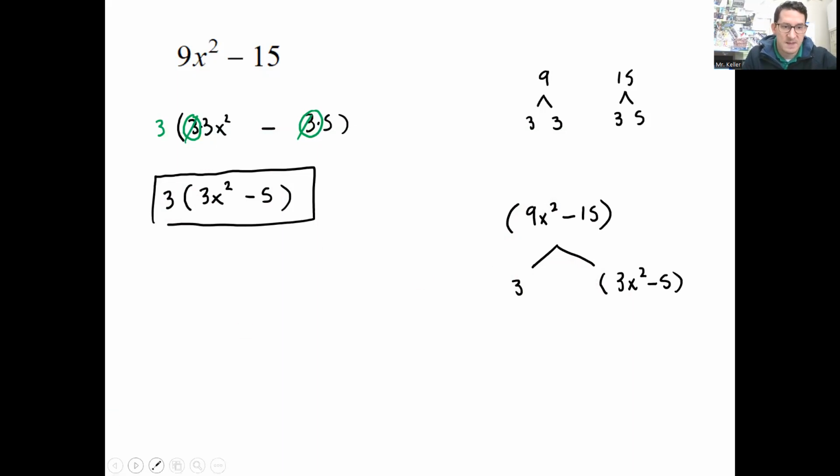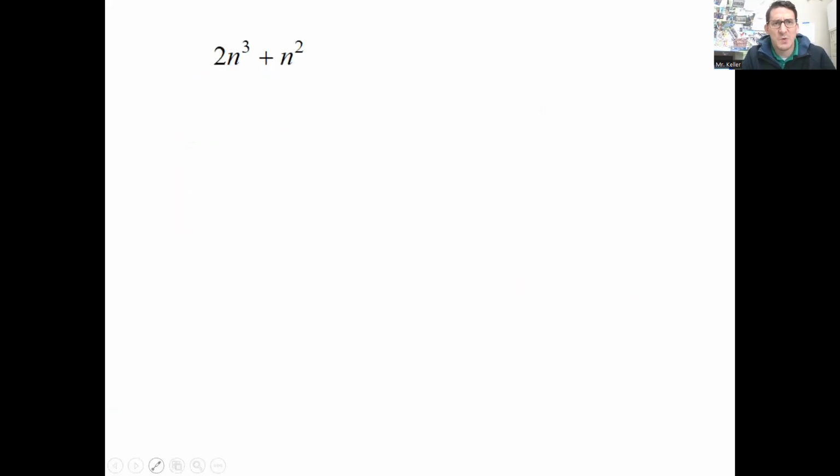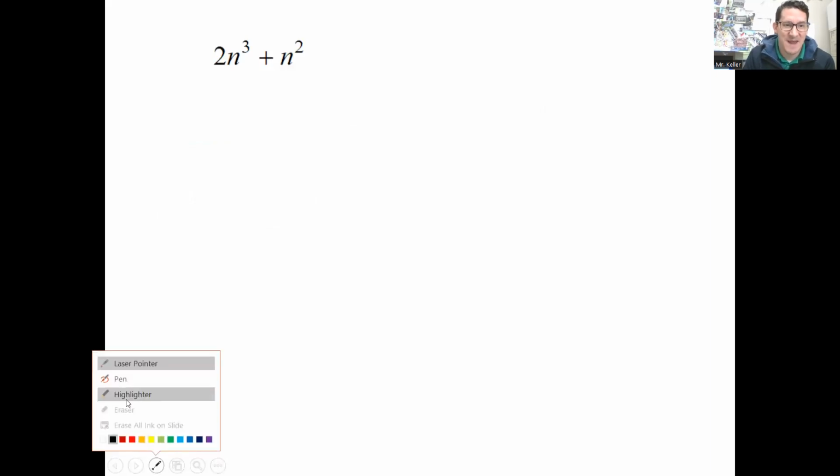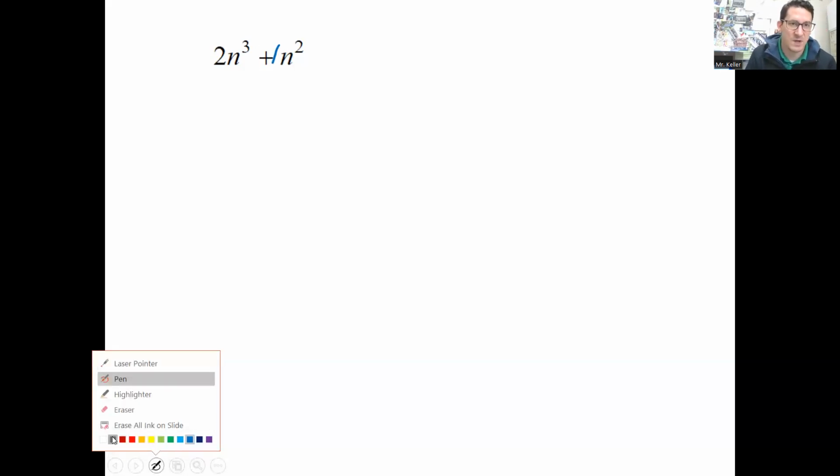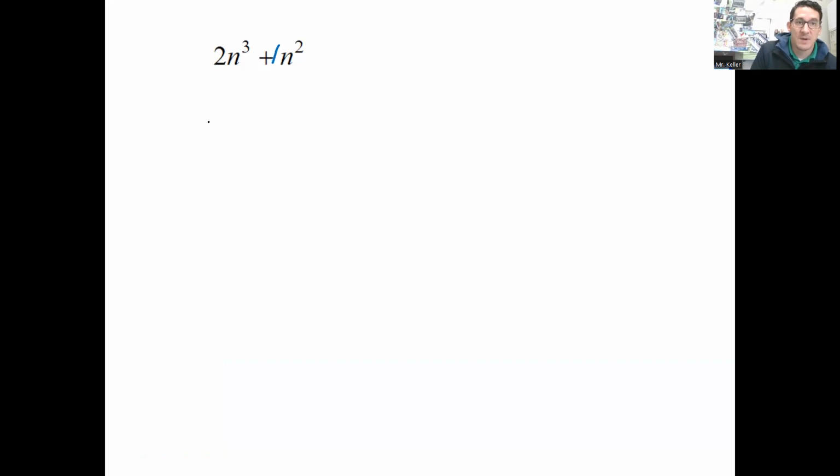All right, let's do another example: 2n cubed plus n squared. This one doesn't have any numbers. Actually, what I'm going to do is some invisible math. What we need to remember with the invisible math is there's a 1 in front of the n squared, and that's going to be important here in a second. So I'm going to expand the n: n times n times n plus 1 times n times n.